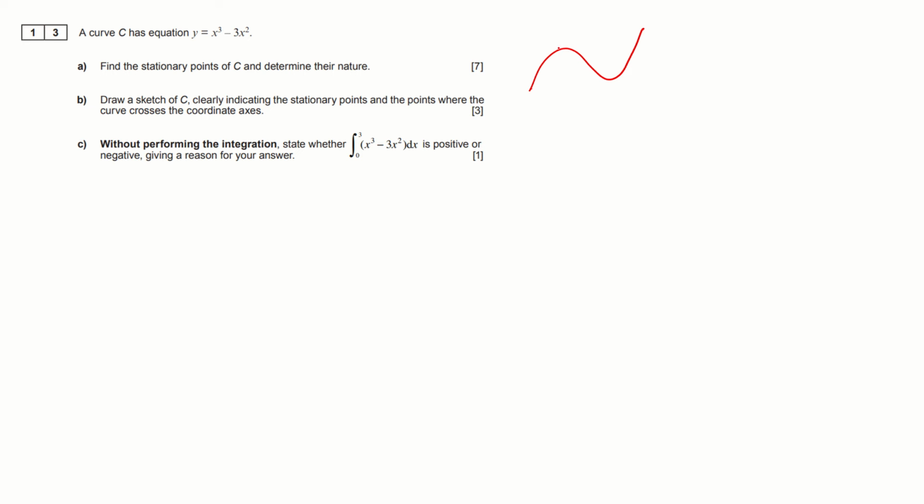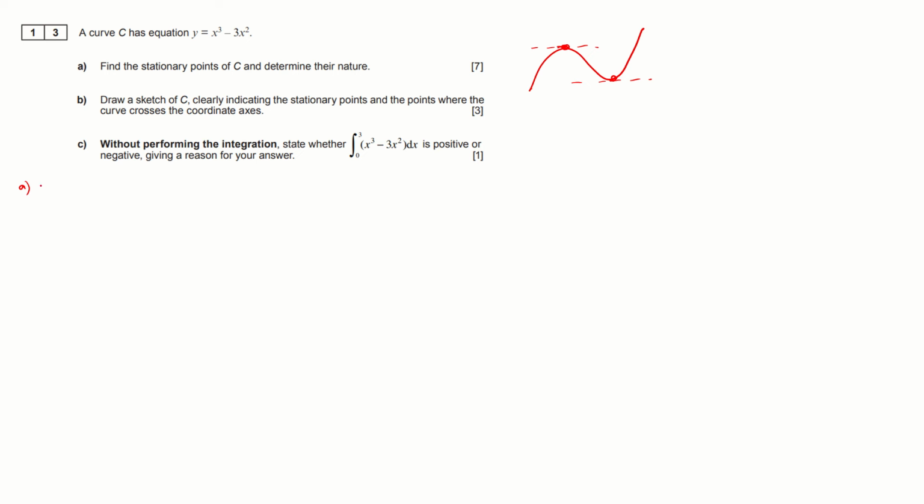points like this coordinate here and this coordinate here, where at those points the gradient is 0 because the tangent to the curve at those exact points is horizontal, so there's no steepness and the gradient is 0. So this one wants to find the stationary points. Now, first of all, to find the stationary points, we need an expression for the gradient, which can be found by differentiating.